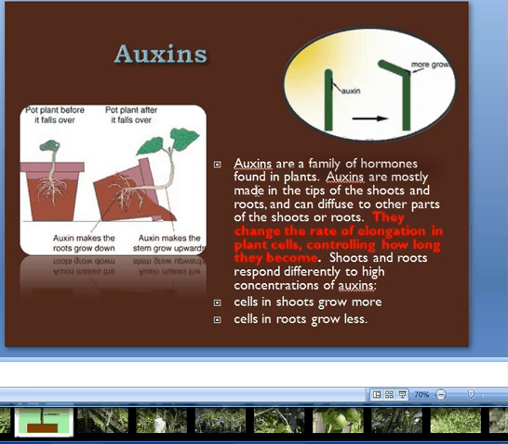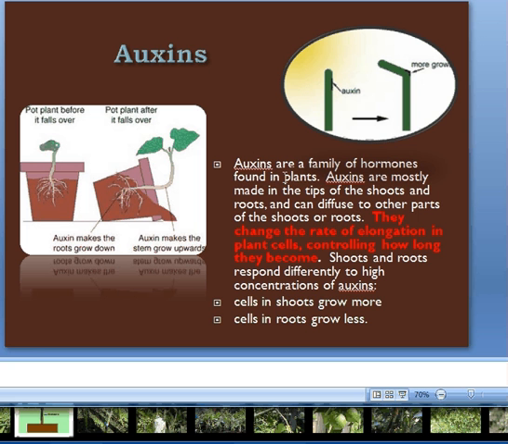Here are those auxins again. Remember we talked about the IAA. What's interesting about auxins is that we know now that they're involved in phototropism. They're made in the tips of shoots, and what they do is change the rate of elongation, just like they did in the plant cells. So that's what's really involved in the plant beginning to grow upward. It's that elongation of the cells.